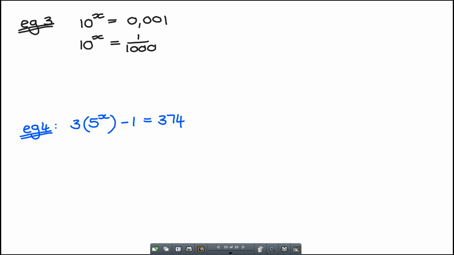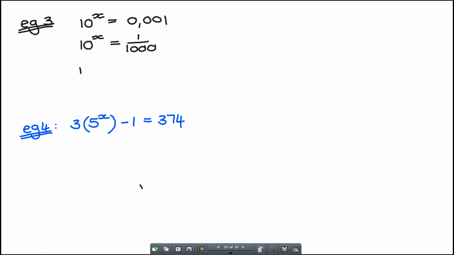Late again, eh? 10 to the power of x is then the same as 1 over 1,000. No, so that decimal I first made into a fraction. Now from there, I want to write that in terms of exponents.